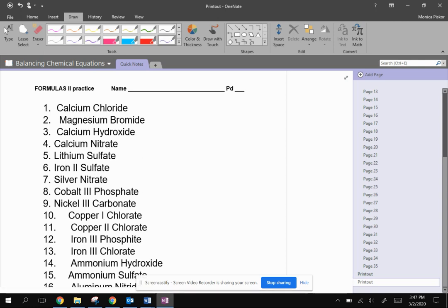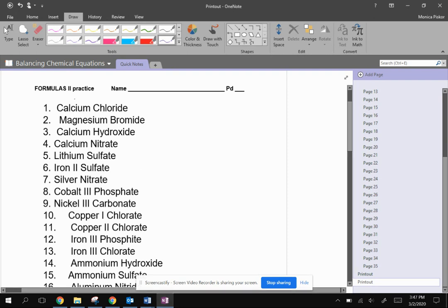I'm here to show you the second half of the ionic practice. So if you have a formula name like calcium chloride and you need to write the formula, here's what you do. You look at your periodic table, find calcium, and find its charge. Since it's in group 2, it has a 2 positive charge. Chloride is in group 7A, so it has a -1 charge.